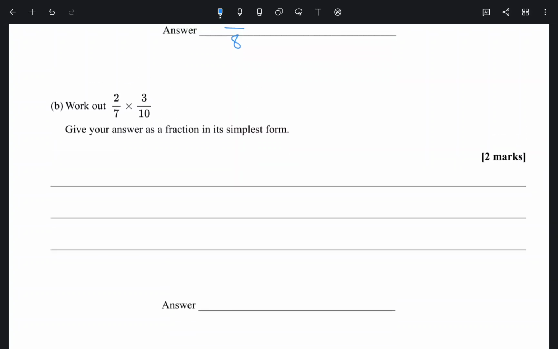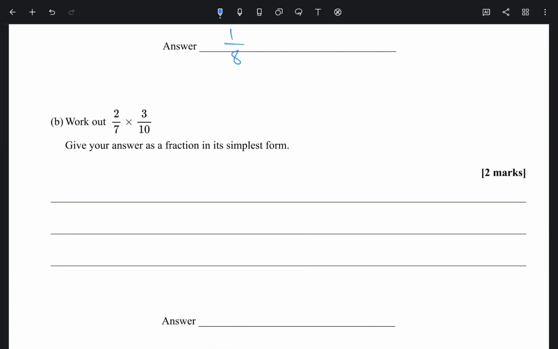Part B, work out 2/7 times 3/10. This one's really straightforward. When multiplying fractions, all you do is numerator times numerator and denominator times denominator. 2 times 3 and 7 times 10. 2 times 3 is 6, 7 times 10 is 70. The answer is 6/70, and that is your answer.